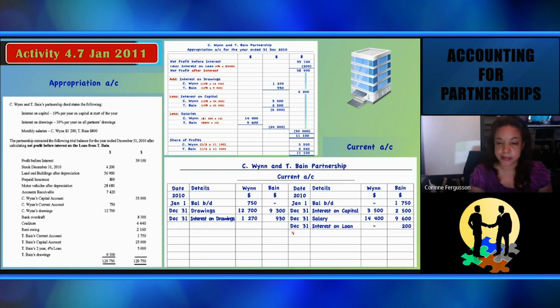All righty. And then I like to leave my share of profit last. Once again, you simply just copy exactly what you got here. Whatever the amount you got, even if it is incorrect, once you put that same figure here, you're going to get the mark. So this is the corrected transactions for your current account.